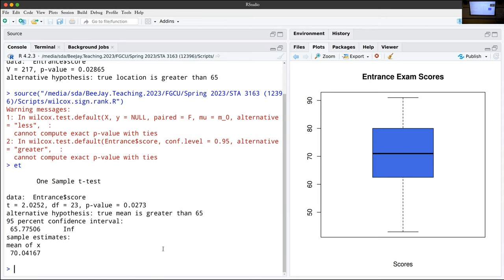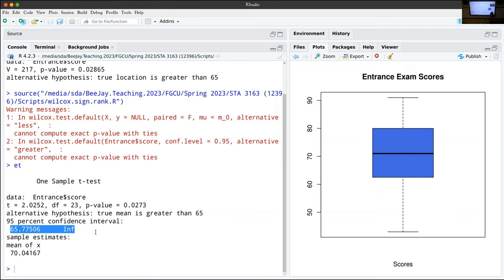The advantage of the t-test is it can give you an interval. Of course, we can't go all the way up to infinity. The one-sided interval here is 65.77 all the way up to not infinity, but the maximum score of 100. The average score is 70.04. And if someone says, well, this is just one sample, the purpose of statistics is to demonstrate that if I repeated the study over and over, 95% of the time this average score is going to fall in that range. It will be over 65.